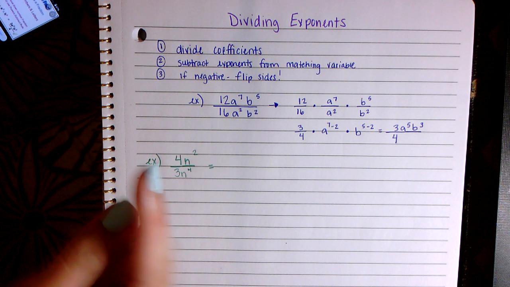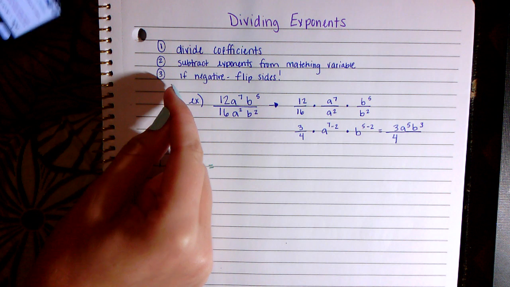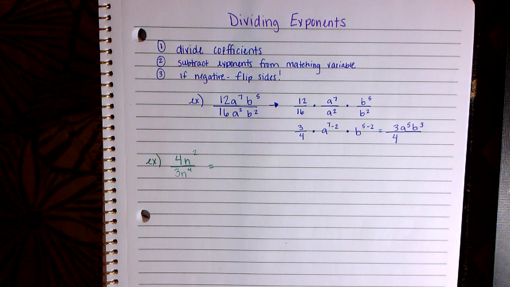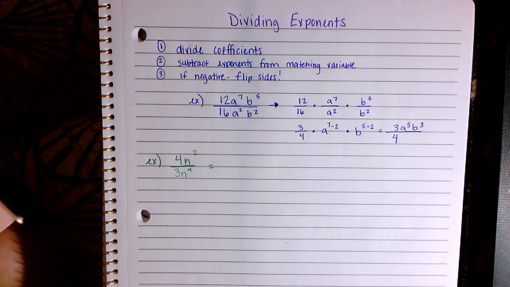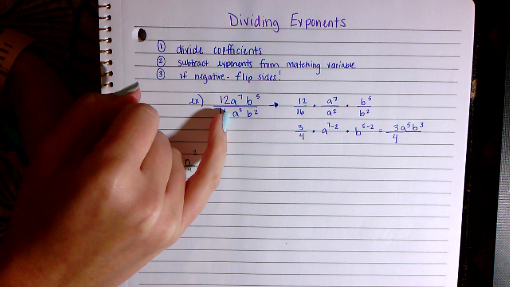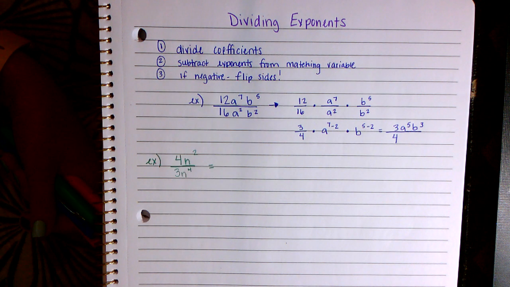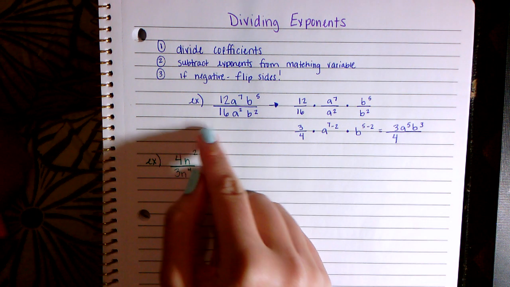So if our base numbers were the same in multiplication, we added them. If our base numbers are the same in division, we subtract them. So multiplication goes to addition, division goes to subtraction. And then if your answer turns out negative, just flip the side of the fraction that it's on. So the first example that I wrote here, and if you need to pause the video and write this down, as always, feel free to.